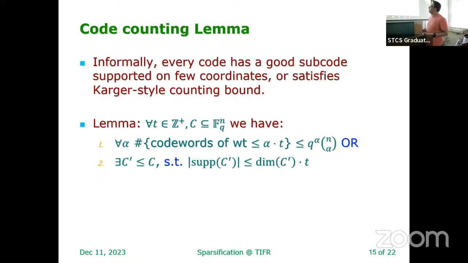What are we going to get? This is the kind of lemma that we want to prove. Informally, what we will say is that every code has basically inside it a very good subcode. Okay, so the subcode is going to look more or less like the following.